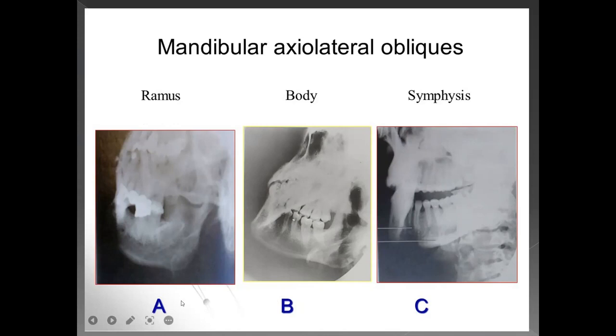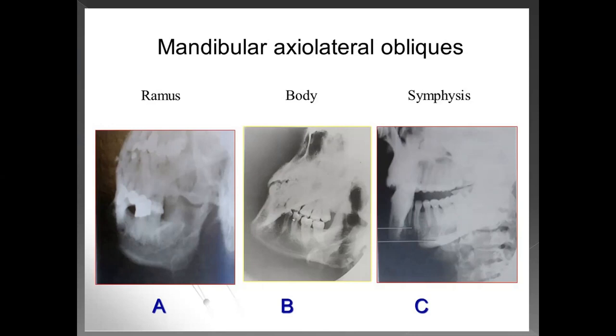So for a ramus, usually a 10-15 degree tilt is given to the x-ray tube. When you want to evaluate the body, then the x-ray tube is given about a 30 degree tilt. And if you want to evaluate the symphysis, then we go up to a 45 degree tilt.